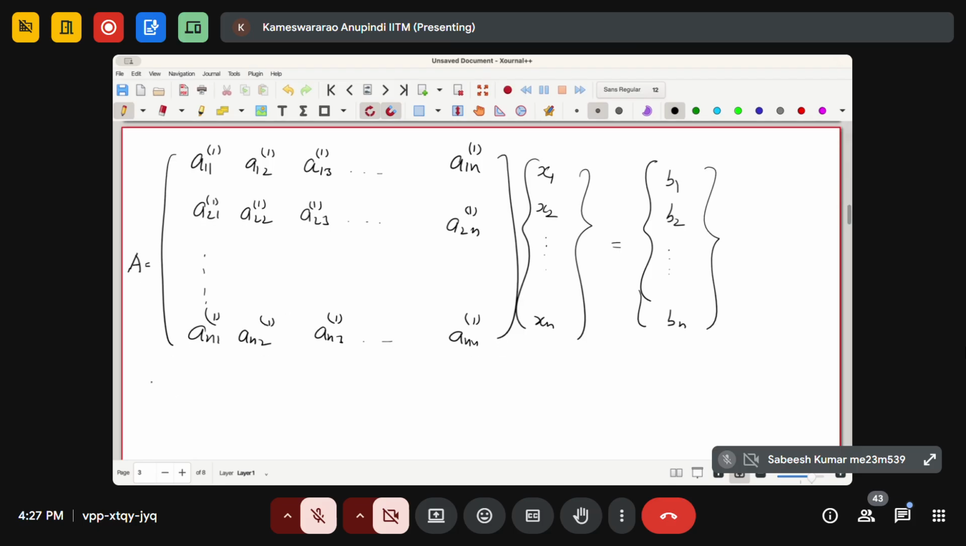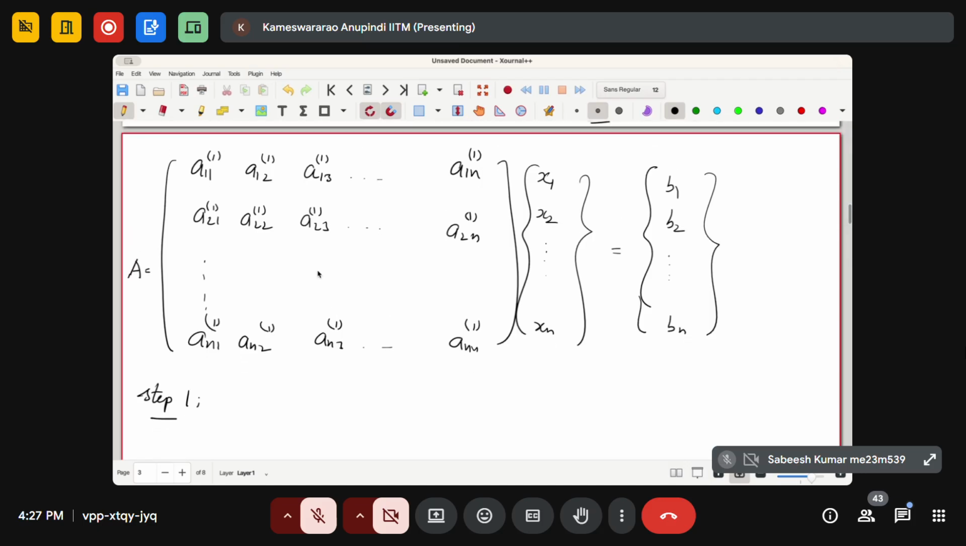Now let me do step 1. So what is step 1? Step 1 is basically defining multipliers. How many multipliers should I define? I should define as many multipliers as there are rows below the pivot element, one for each row below the pivot row. That means I should define n minus 1 multipliers. So my first multiplier is m21, which is nothing but a21 divided by a11. We know the superscript 1 indicates the original values.